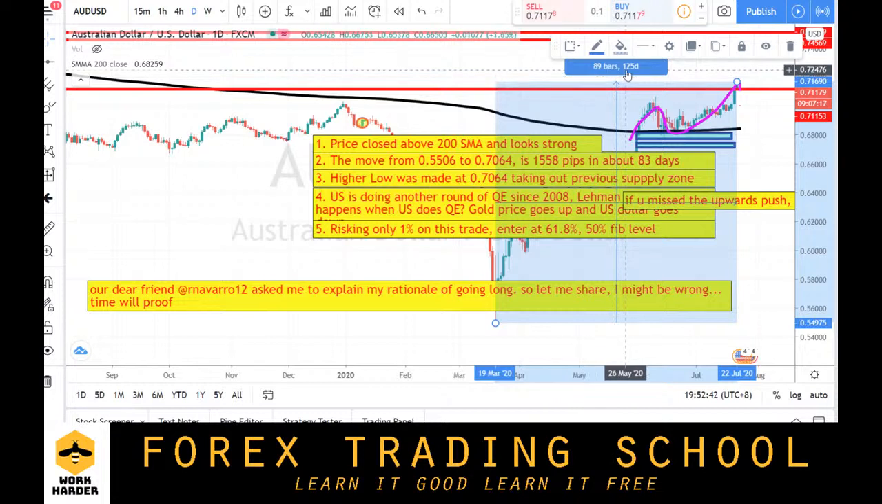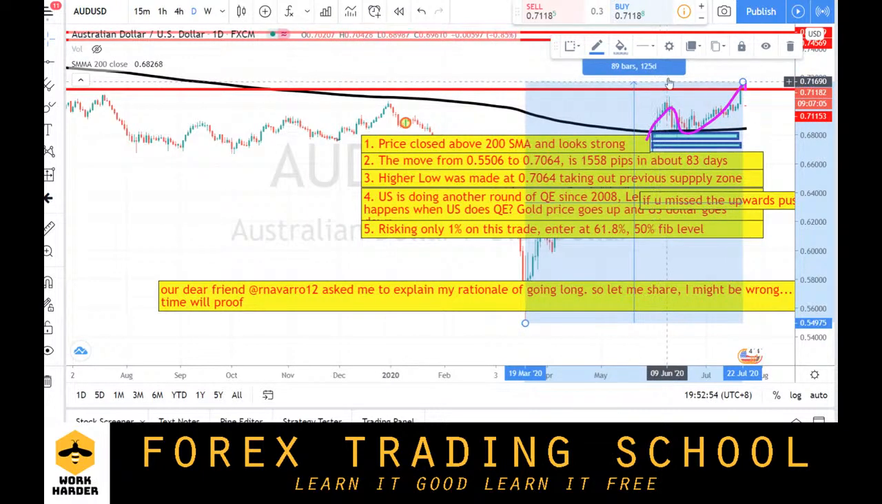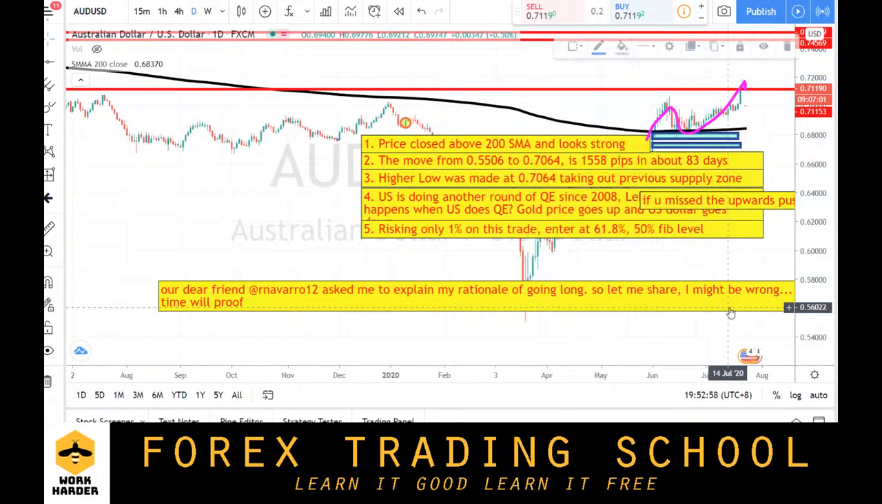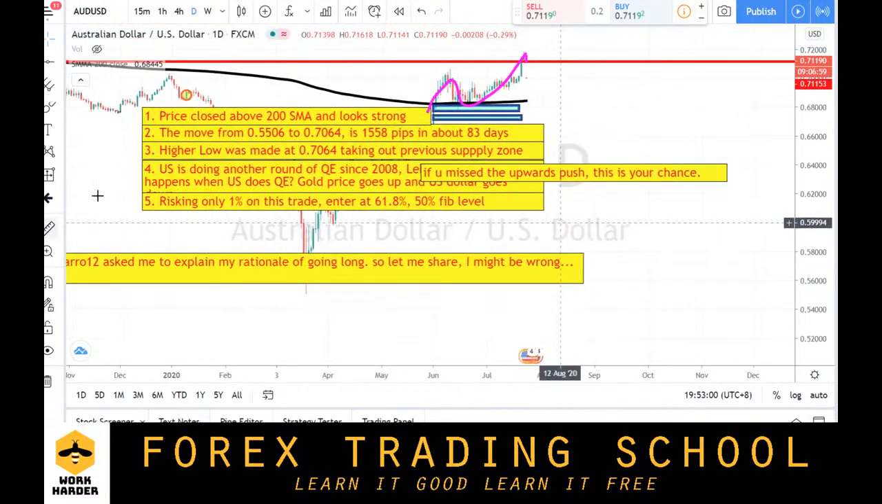Okay, 125 days, 83 days. This was back here. Now it's 125 days, 89 bars. Few more bars have passed. About 125 days, if you see. Okay, so a higher low was made at 0.7064, taking out the previous supply zone.